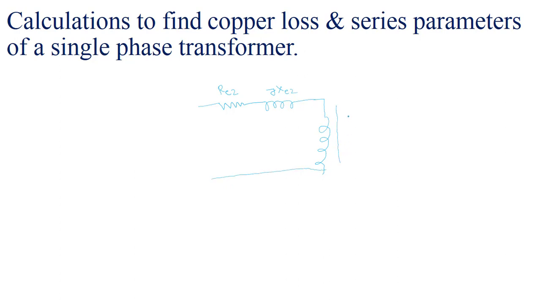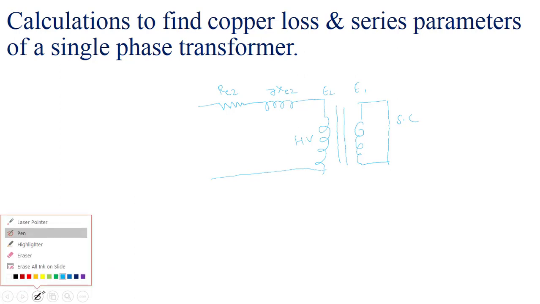There will be magnetic coupling between the high voltage side and the low voltage side. This is E2, the induced voltage toward the low voltage side. This is the low voltage side winding, and this must be short circuited. So I have short circuited this.